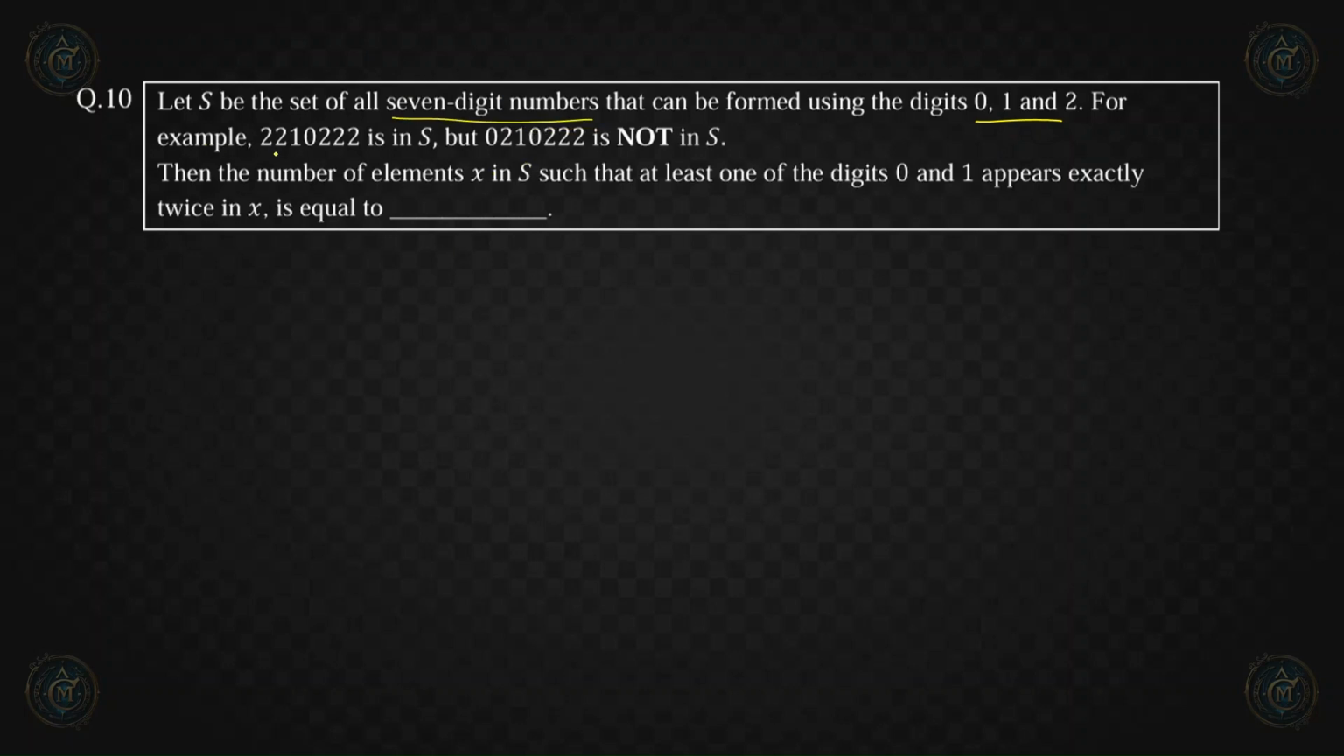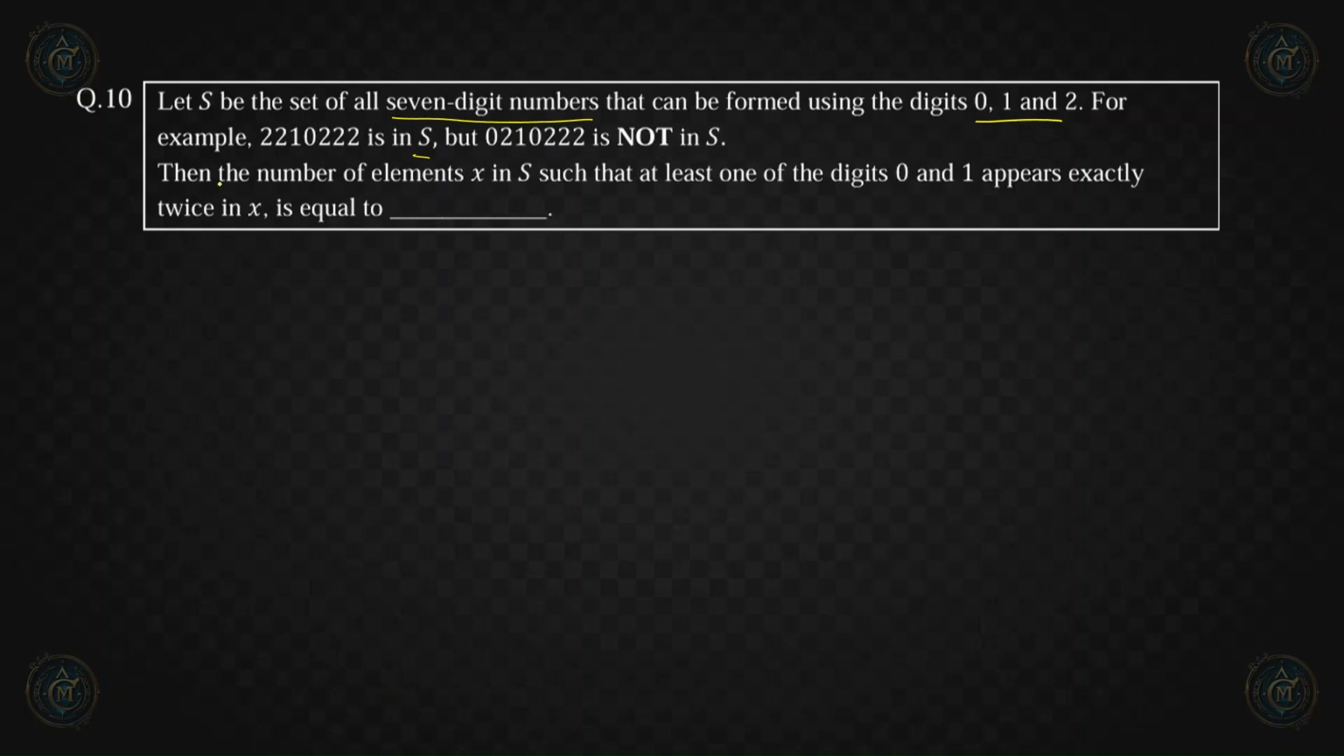For example, 2210 is in S, but 0210 is not in S. Obviously this will not be in S because we have to form 7 digit numbers using these digits. And we can see this is a 6 digit number, so this is not in the set S, right?